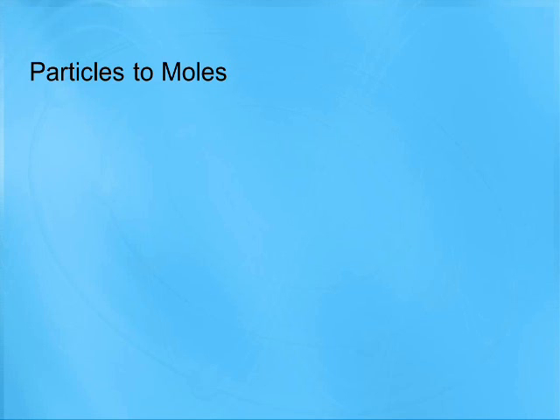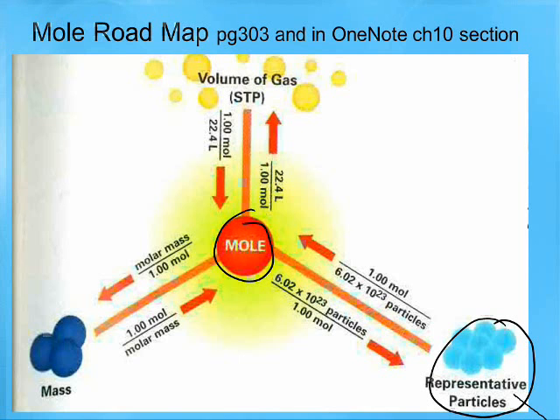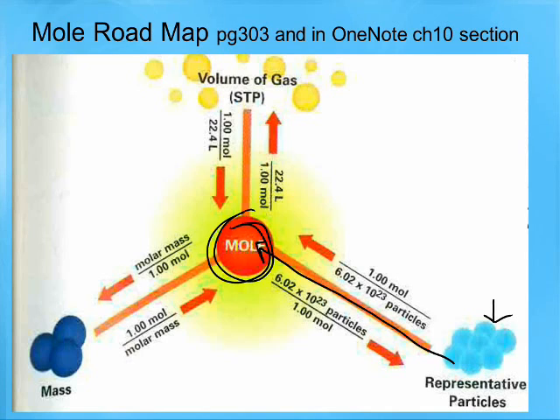Now what if we want to go from particles to moles? Say if we had a certain number of atoms, how many moles would that be? Well, let's look at our roadmap. So we start at particles here. Again, atoms, molecules, formula units, whatever, footballs, basketballs, and we want to go to moles. And we will want to do that a lot because our mole is the way we go to other things. And we're just going to multiply it.